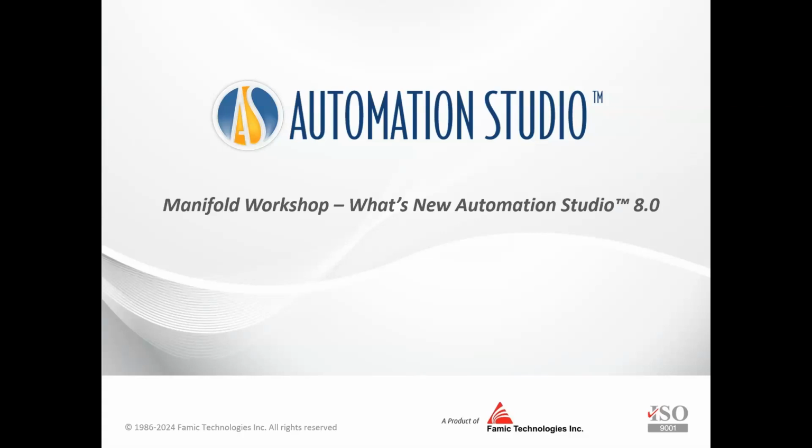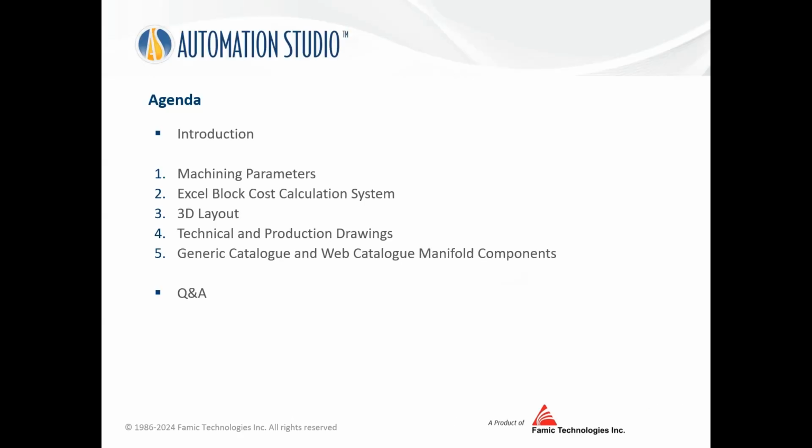Welcome to this presentation on what's new in the Manifold workshop in the newest version of Automation Studio 8.0. To begin, I'll give a brief introduction on what we'll be going over today. So we will be looking at some new features that were added in regards to the machining parameters, and new features regarding a new Excel block cost calculation system. This is an export to Excel of the machining parameters within which the users can create their own formulas and calculate the cost of their block.